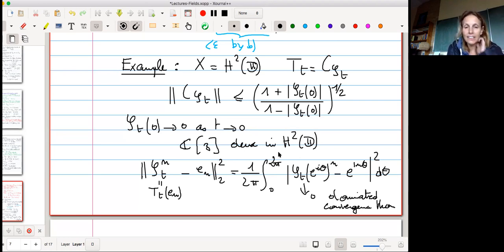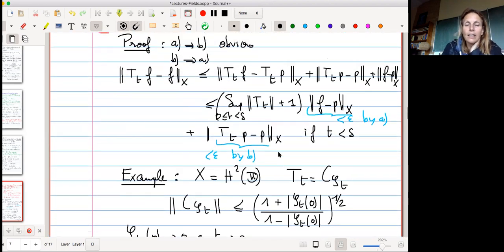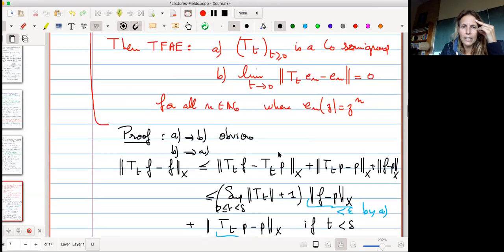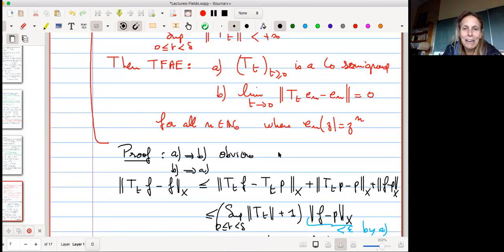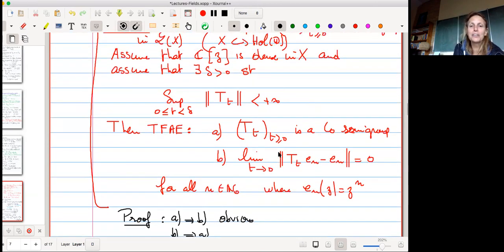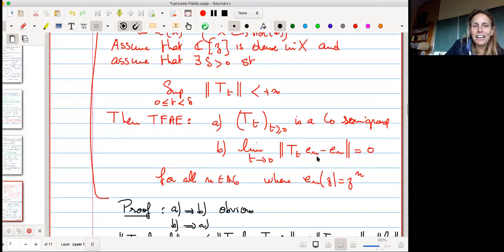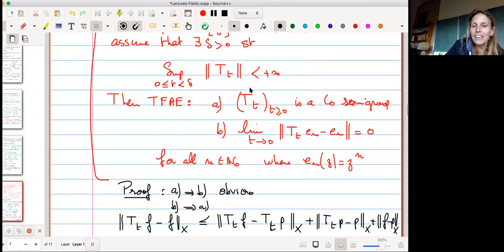I have one comment on the proof you gave. If you go up a little bit, yes, precisely here, I think that f minus P is small not by A, it's by assumption. It's the assumption that the polynomials are dense. Because you want to prove it. Oh, yes, sorry. Yes, absolutely, it's my assumption. You're perfectly right. So it's the density of the polynomials, not A at all, sorry.